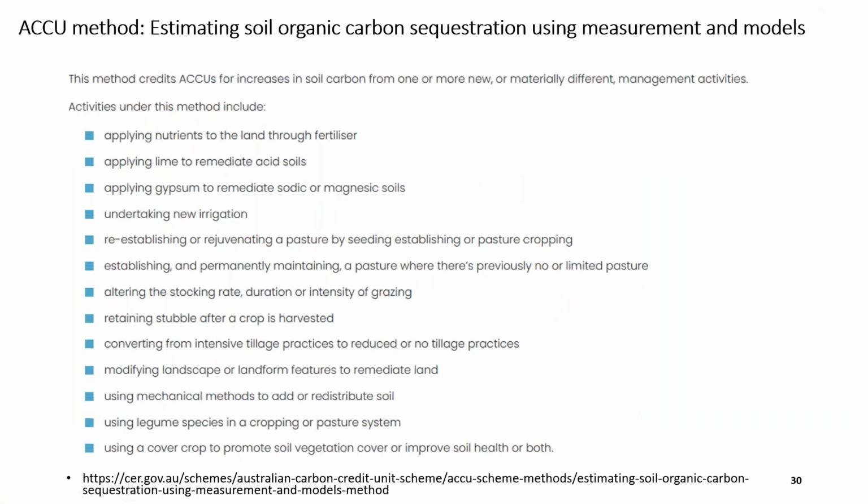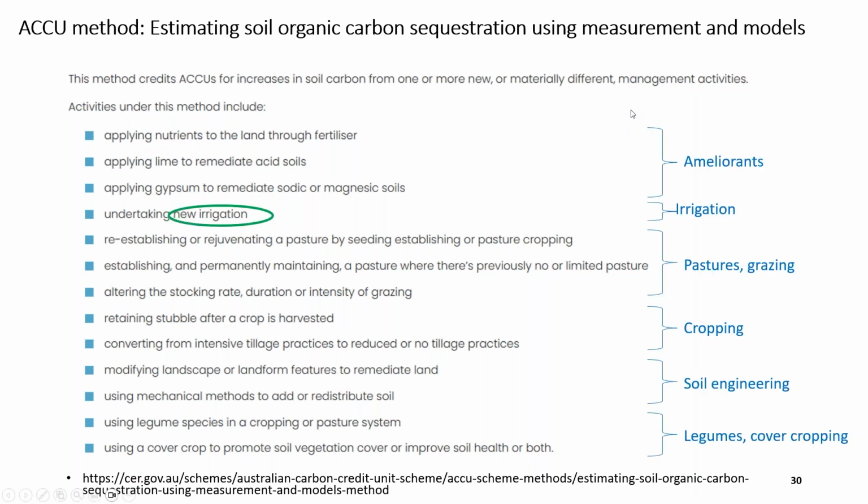Where does the system let you in? Here is the list of practices that are eligible under the ACCU scheme. It's a big table, and basically they fall into these things we've been talking about by and large. Ameliorating your soil. Irrigation is one where you put more water on, more plant growth. Managing pastures, managing cropping, engineering the soil, whether that's land forming or delving, say, or getting legumes and cover cropping into the system. All eligible activities for a change to measure pre and post carbon stocks.